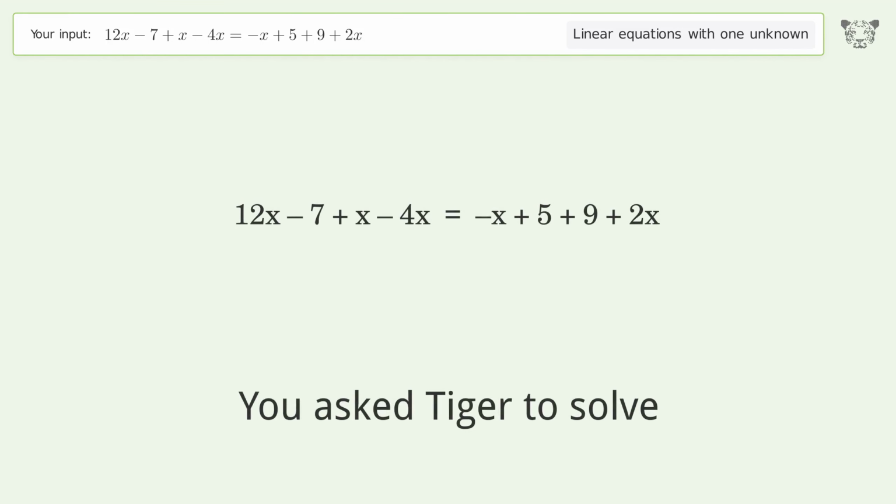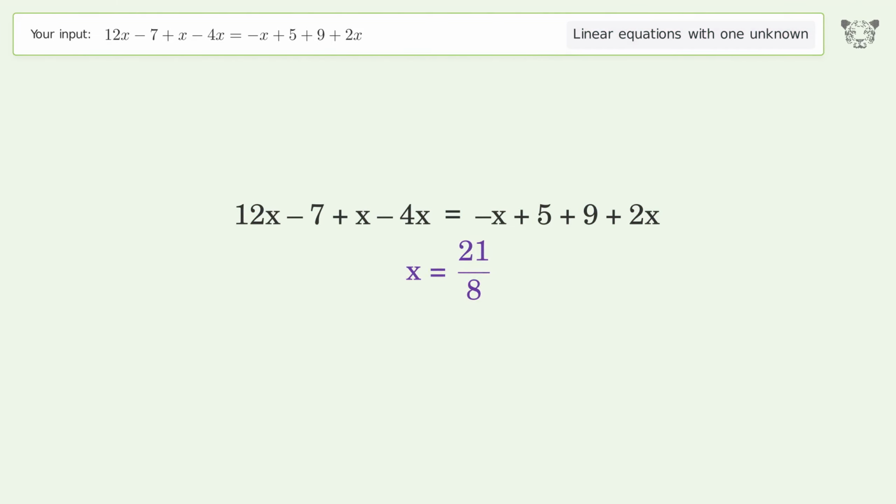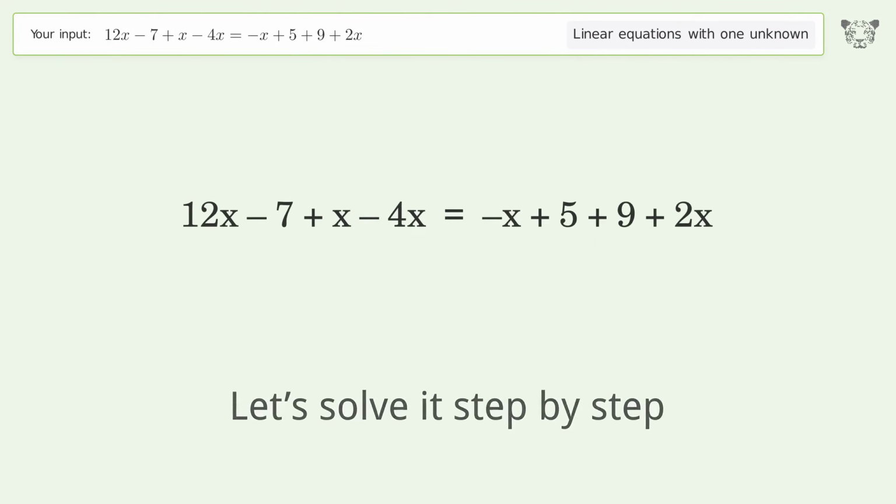You ask Tiger to solve this. It deals with linear equations with one unknown. The final result is x equals 21/8. Let's solve it step by step.